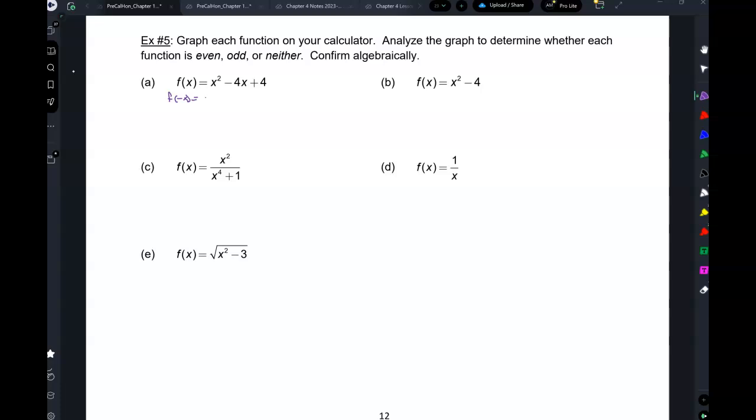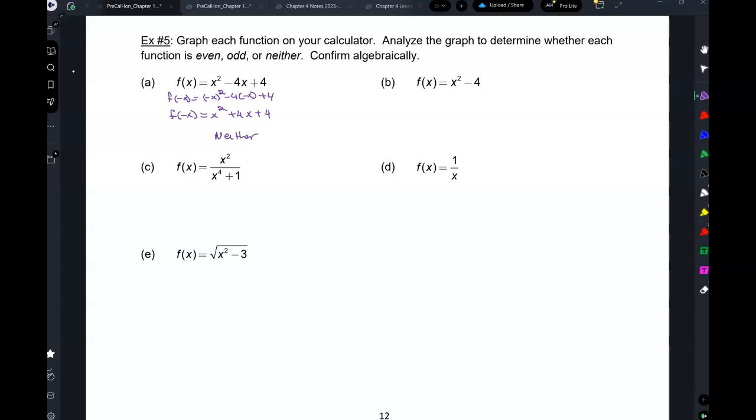So f of negative x is negative x squared minus 4 times negative x plus 4. F of negative x is x squared plus 4x plus 4. So now you ask yourself, did I get the same function back? No. Did I get the negative of the function back? Also no. To get the negative of the function back, every single term has to switch signs, which this didn't. So this is neither.